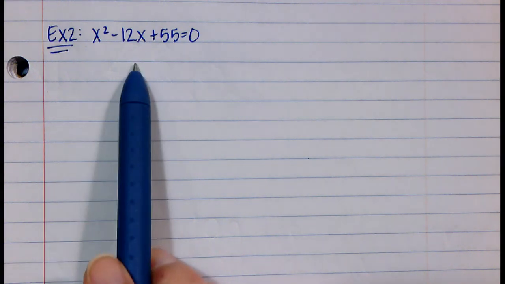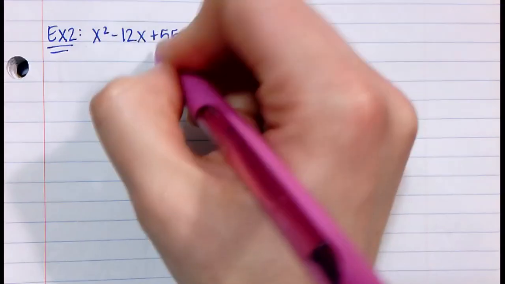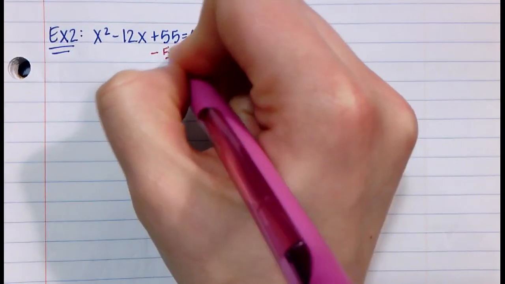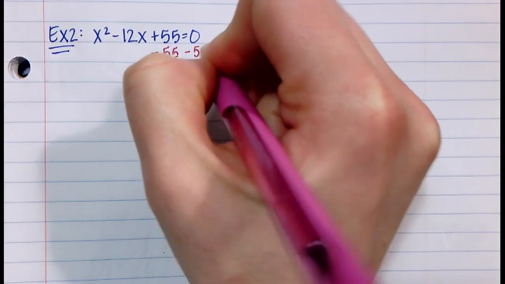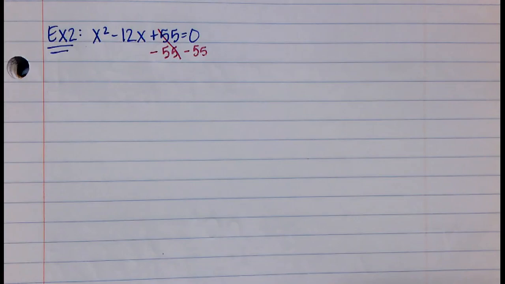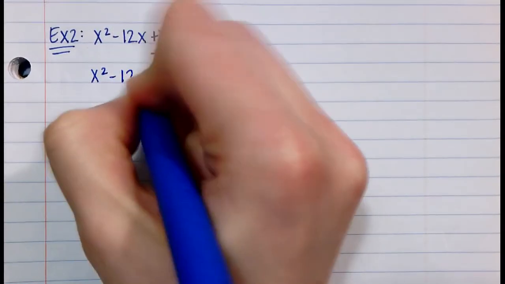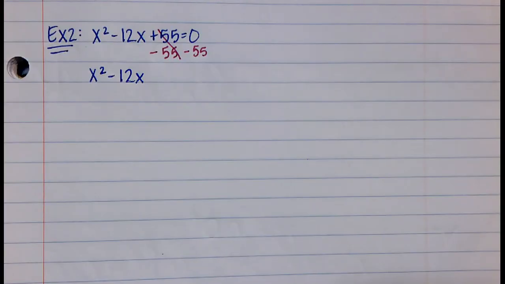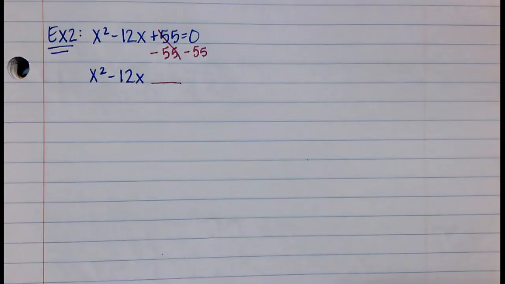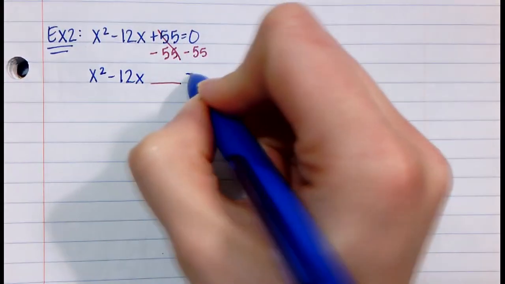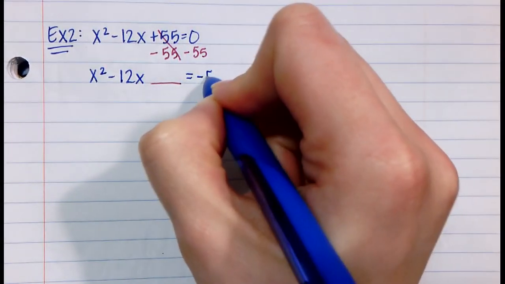Let's look at example 2. x squared minus 12x plus 55 equals 0. We need to get the x squared and the x by itself, so we're going to subtract 55. Bringing this down, it would be x squared minus 12x, add our blank, equals -55, and our blank again.